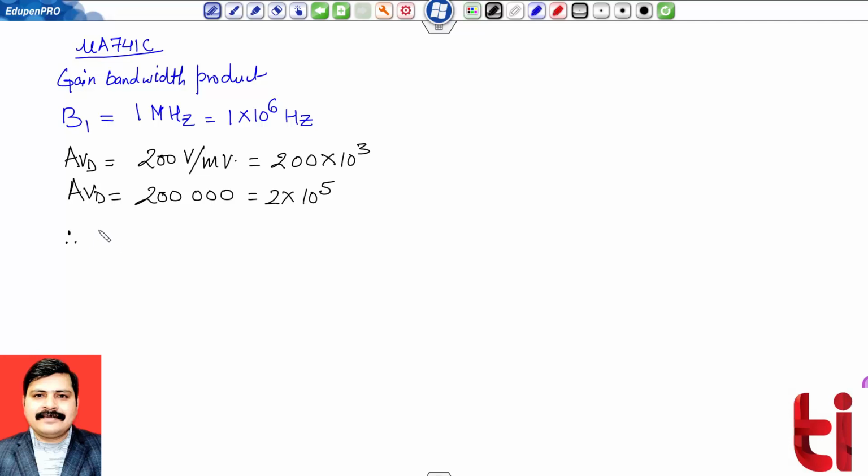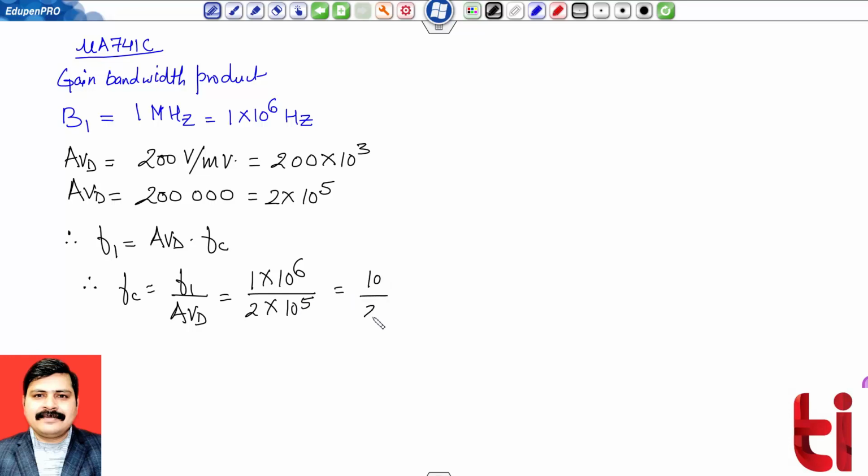Therefore, we have studied the relation F1 equals AVD multiplied by Fc. Fc will be equal to F1 divided by AVD. F1 is given as 1 into 10 raised to power 6, and AVD is 2 into 10 raised to power 5. So it is simply 10 divided by 2. So my cutoff frequency Fc is 5 hertz only, and this is one of the major drawbacks.